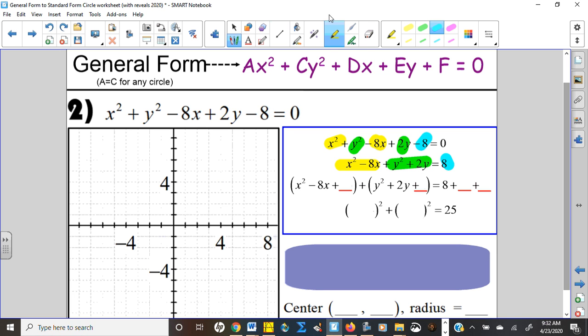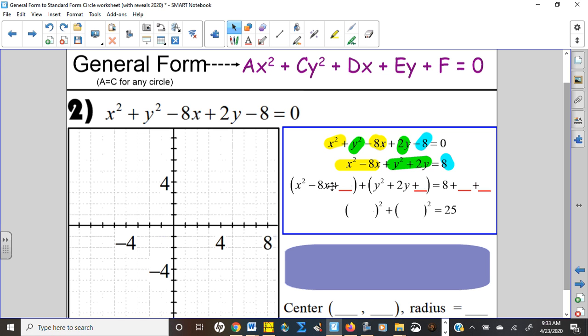Now, I personally would be totally okay if you guys went from this step to this step because you're still organizing. You're just kind of pre-setting up the completing the square. I'm doing this a little bit more slowly because this is new for you, but I think you could go straight to that step because once you have things next to each other, you can complete the square.